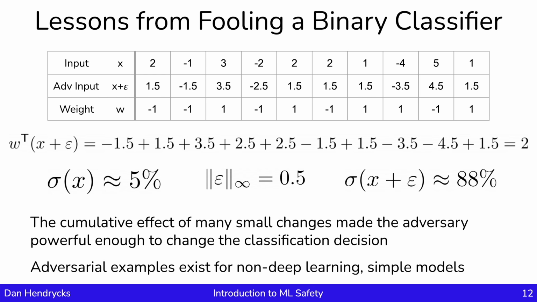And adversarial examples exist for non-deep learning simple models. So it's not the case that deep networks are so complicated and that's why they have adversarial examples. It's actually a more fundamental property of many machine learning systems.